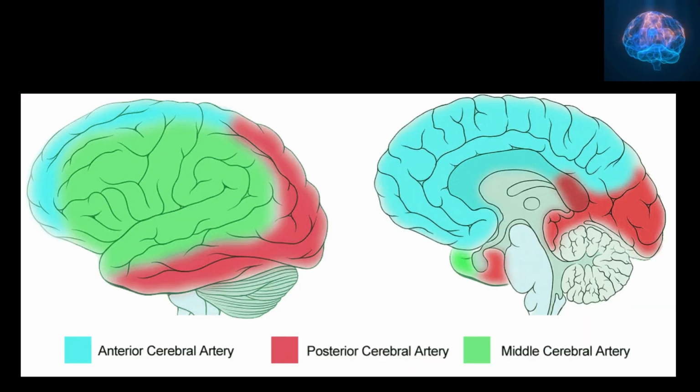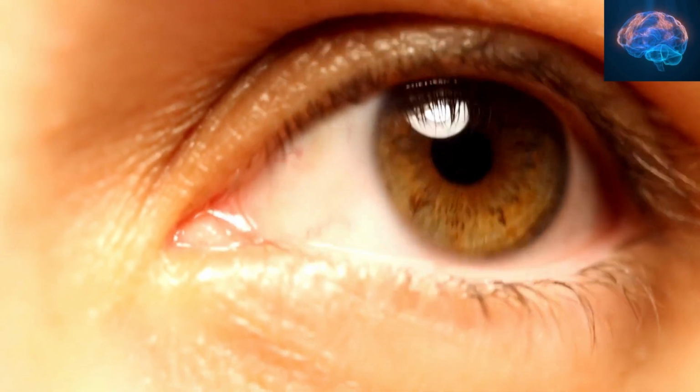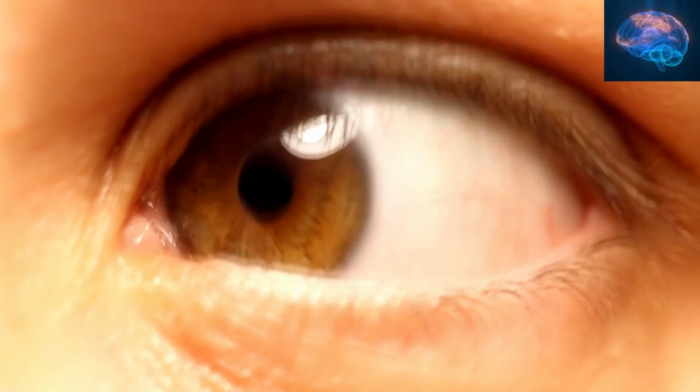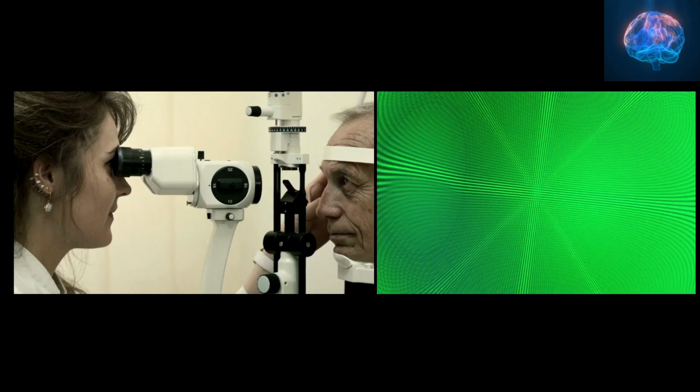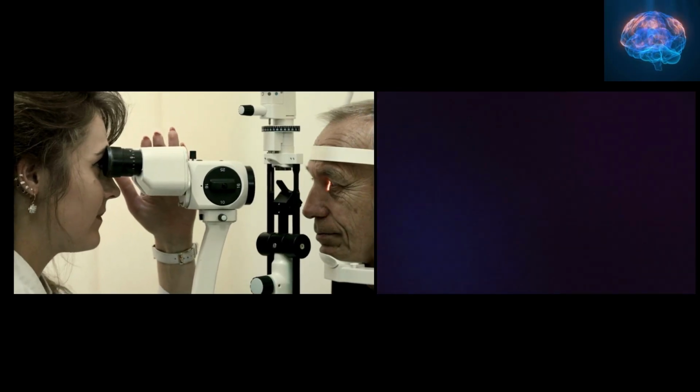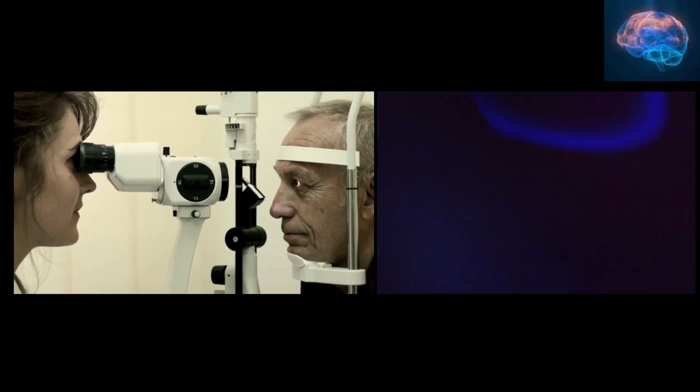The posterior cerebral artery, PCA, supplies blood to the occipital lobe, which is responsible for processing visual information, as well as to parts of the temporal and parietal lobes involved in memory, language, and sensory perception. Damage to the PCA can cause visual disturbances, memory loss, and difficulty with sensory processing.